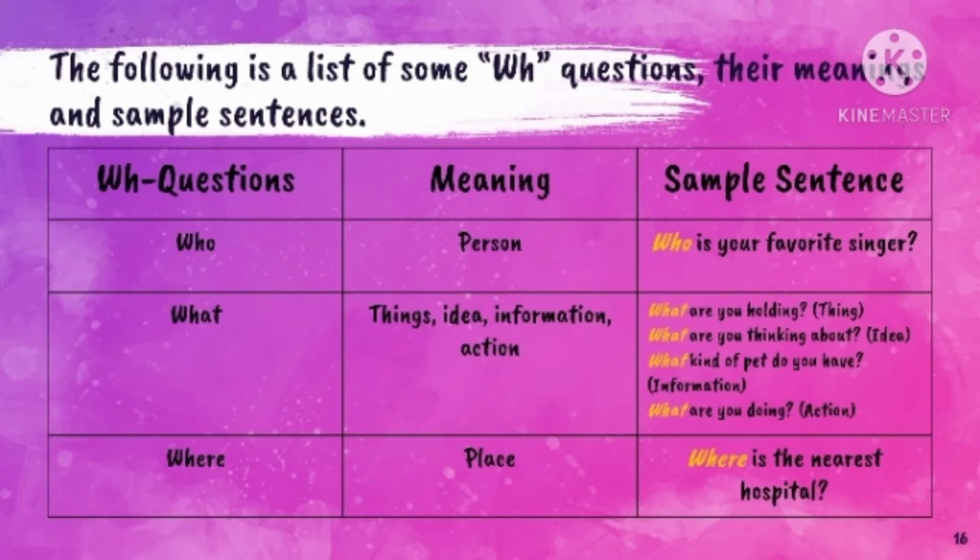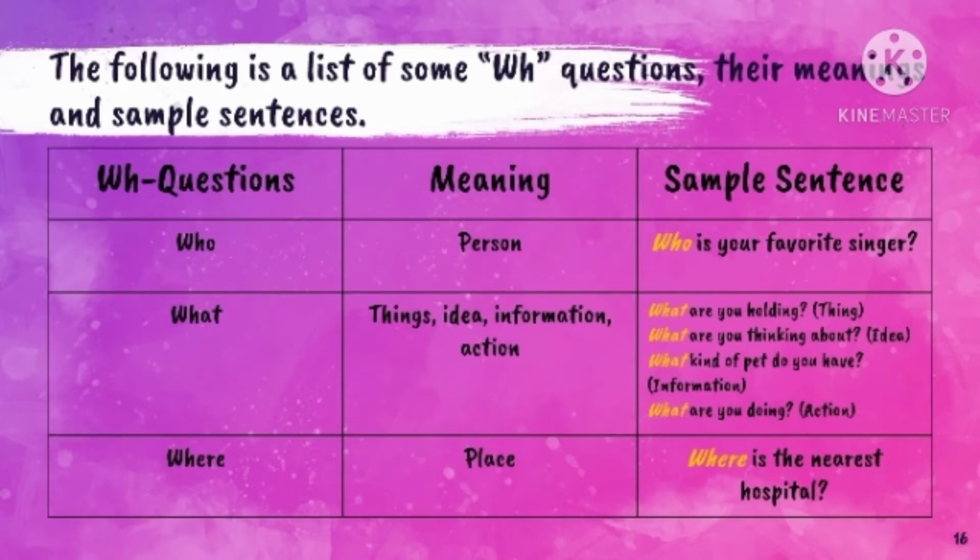In this WH question, it asks for things, idea, information, and action. Example, what are you holding? In this question, it asks for a thing. What are you thinking about? In this question, it asks for an idea. Next, what kind of pet do you have? In this question, it asks for information. And lastly, what are you doing? In this question, it asks for an action.